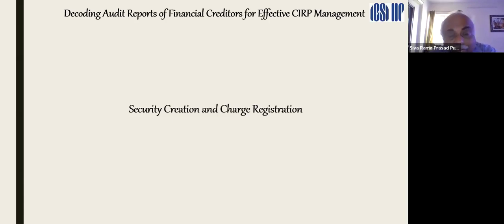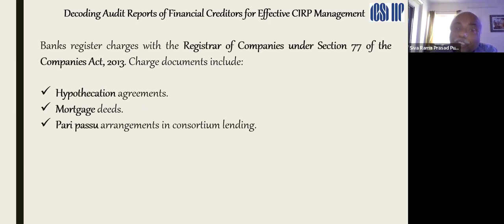This is not only with the bank, but also under Section 77 of the Companies Act 2013. This is also to be recorded with the ROC. So security creation and charge registration are also important. How is it useful? Banks register charges with the ROC under Section 77 of the Companies Act. Charge documents include hypothecation agreements, mortgage deeds, or pari-passu agreements in a consortium. All are to be verified properly.